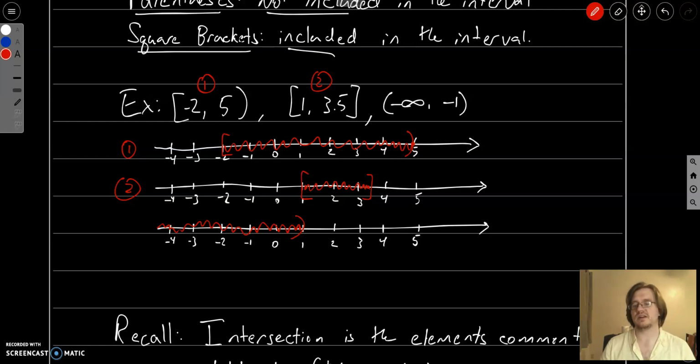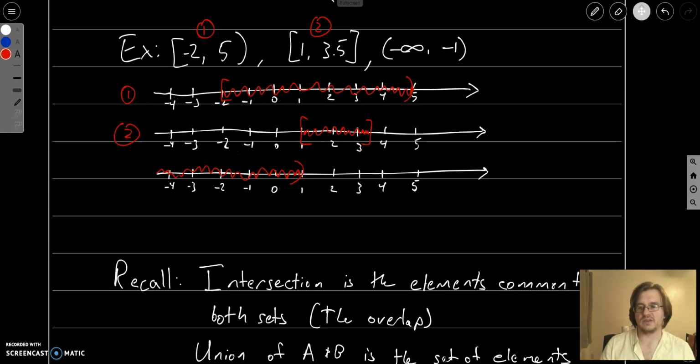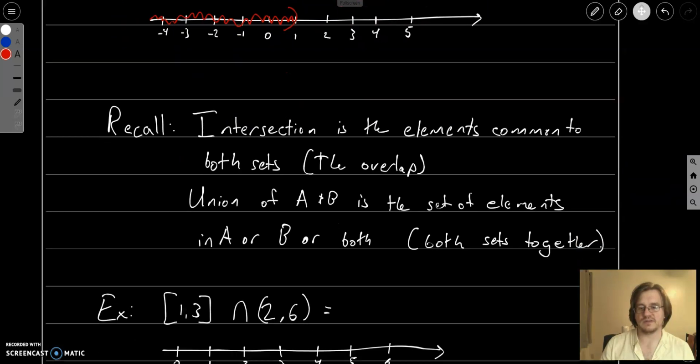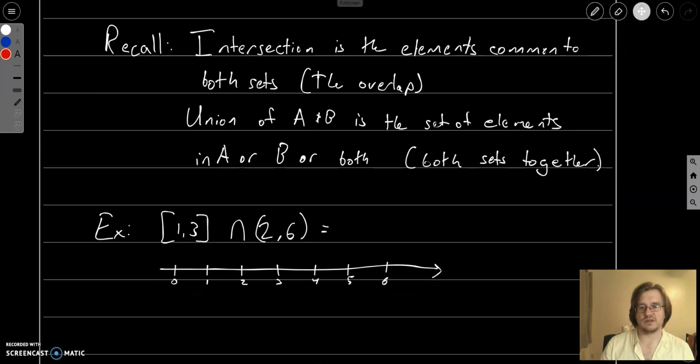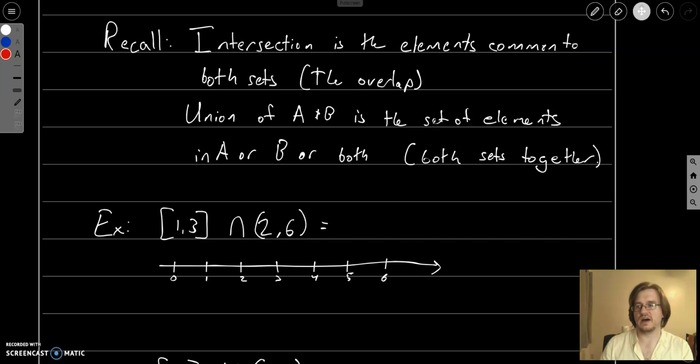So here we can start to build some of these graphs on these number lines. And the one thing that we'll do with these first is look at their intersections and their unions. So intersections are the elements that are going to be in both sets at the same time, as in it's where the two sets overlap. Whereas the union, we're going to put the sets together into one big set.